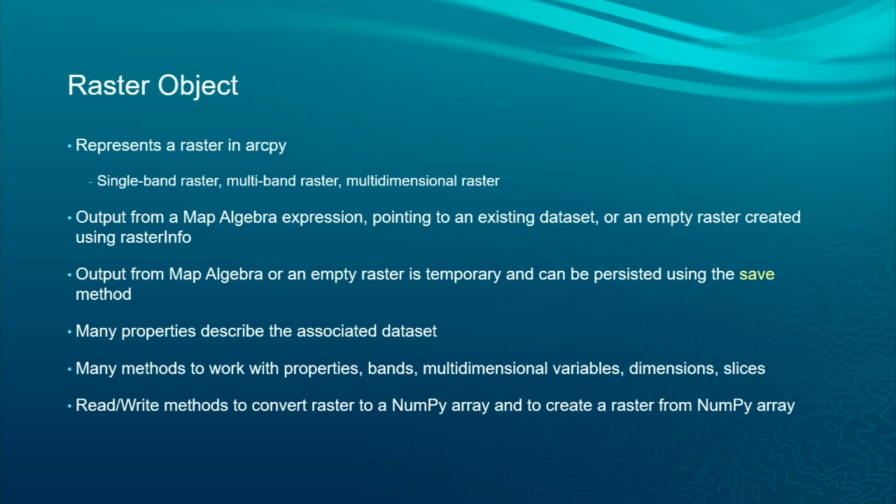Or you can have a data set and you can create a raster object pointing to that data set. Or you can create an empty raster object, okay? And then populate all the pixels. So a raster object could be anything that represents a raster, okay?